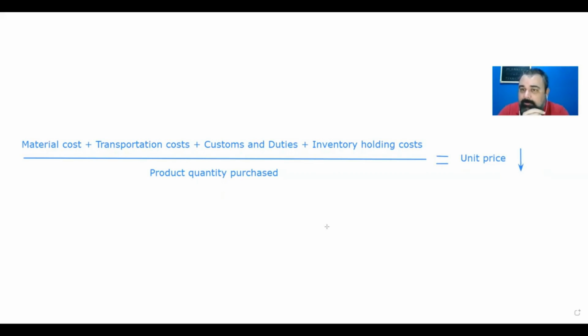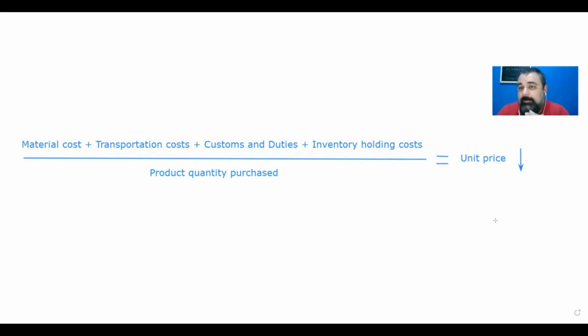So you can simulate several situations. Smaller quantity with lower inventory holding costs, higher transportation costs, for example, and you get your unit price. Then you try again with a higher quantity, for a full container load, for example, and you get the new inventory holding costs, and you have a different unit price. So for different products, different inventory holding costs.